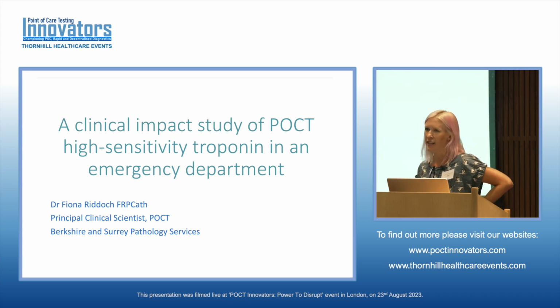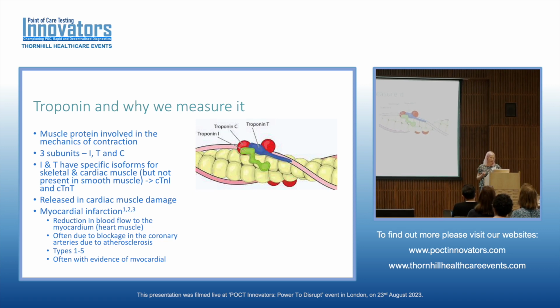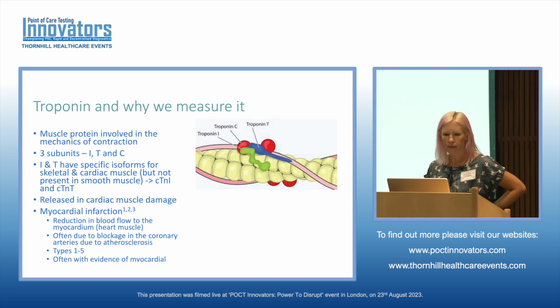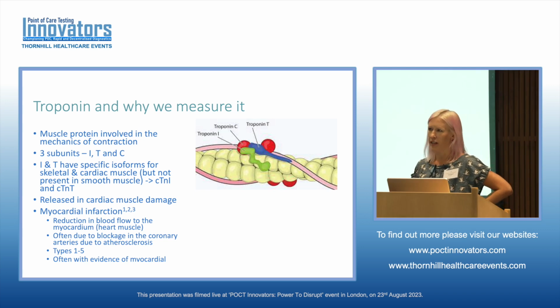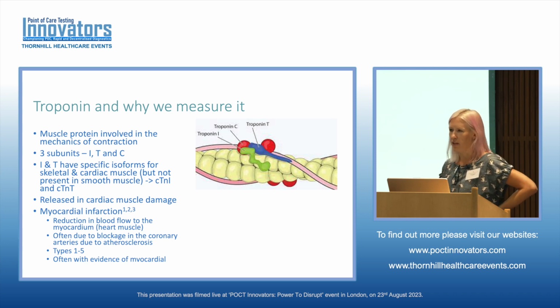Most people here probably have an idea of troponin and why we measure it. It's a muscle protein involved in contraction, and it has three subunits, I, T and C, of which I and T have cardiac-specific isoforms, which is really helpful for detecting damage to cardiac muscle. It's released in response to cardiac muscle damage, and therefore is used as a diagnostic test for myocardial infarction. That's a reduction in blood flow to the myocardium, the heart muscle, often as a result of a blockage of a cardiac artery, which results from atherosclerosis, and that causes damage to the muscle and releases the troponin.